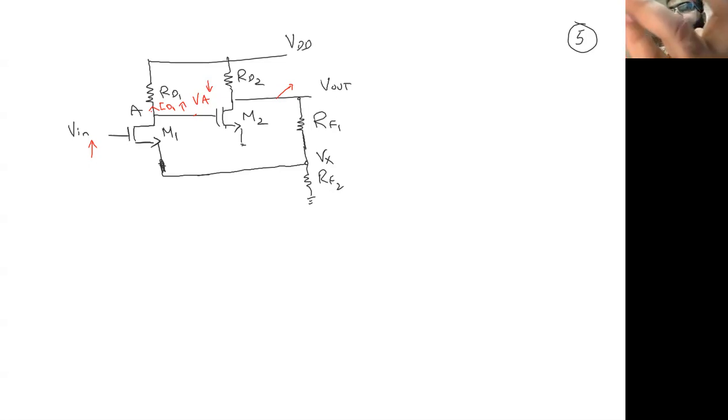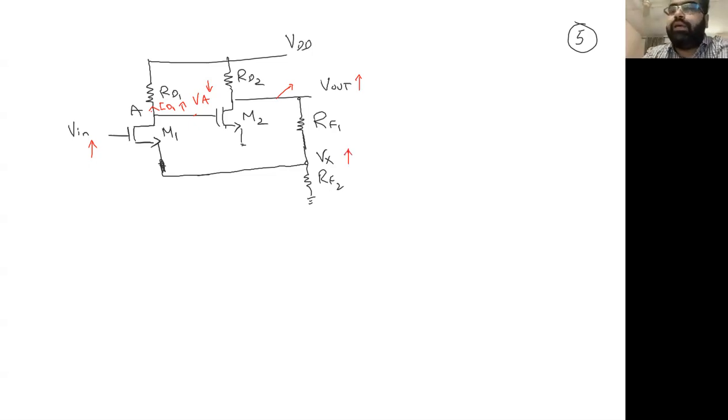We can see in multiple ways. VA is going down. It's a common source amplifier. V out will go up. Inverting behavior. Or VA goes down, what will happen with the current? Current will go down. And if the current is going down here, V out will again go up. So VA goes down, V out will go up. What will happen with Vx? Vx will go up.